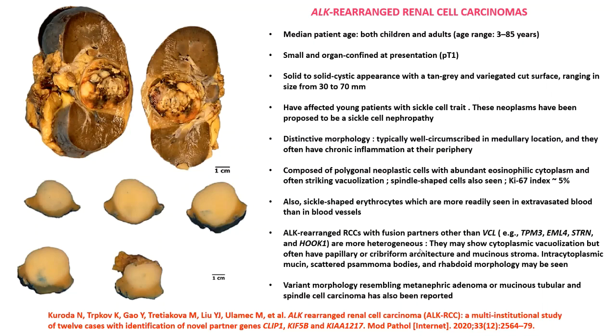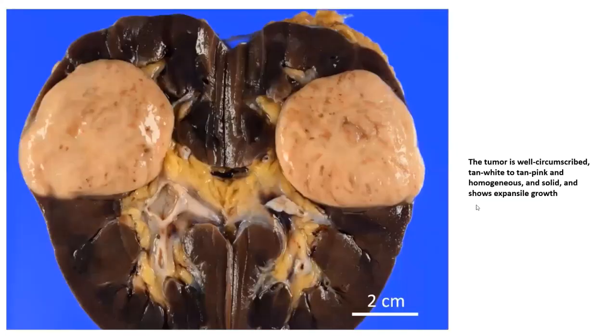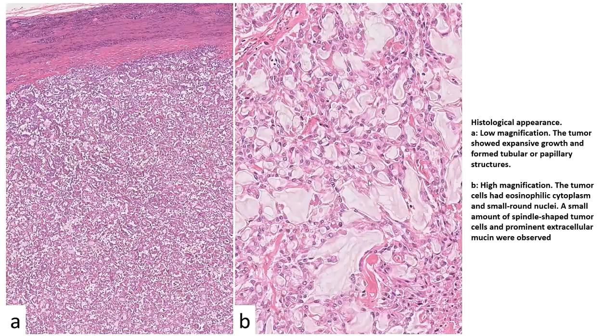Those kind of variant translocations could actually have a more heterogeneous presentation in the form of much more prominent vacuolization or very, very prominent mucoid background, a prominent cuboidal architecture, etc. Some of these cases might even mimic a mucinous tubular and spindle cell carcinoma. These tumors are very well circumscribed, as I have shown in this case, tan white to tan pink in appearance, homogeneous and solid, and show an expansile growth.